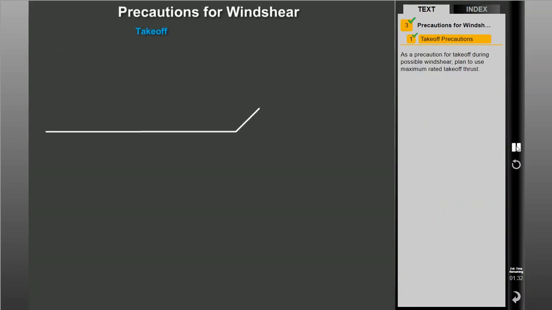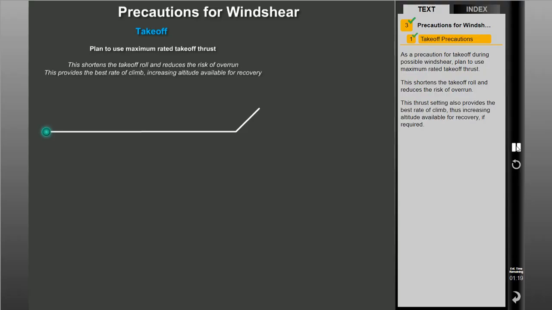As a precaution for takeoff during possible wind shear, plan to use maximum rated takeoff thrust. This shortens the takeoff roll and reduces the risk of overrun. This thrust setting also provides the best rate of climb, thus increasing altitude available for recovery if required.